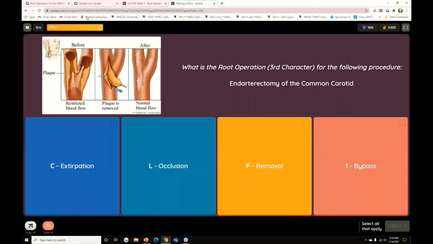What is the root operation for the following procedure? Let me read the answers first, I'm so sorry. C, extirpation, L, occlusion, P, removal, or 1, bypass. What is the root operation for the following procedure? Endarterectomy of the common carotid.